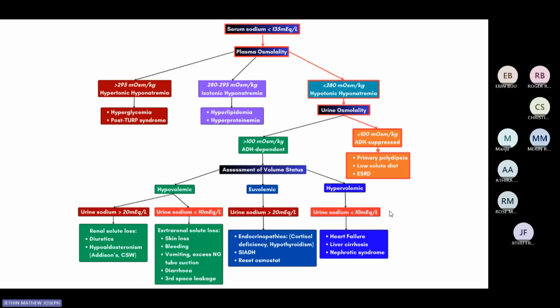Okay, so that brings us to the end of my part of the session. And Manju ma'am, if you want to add anything to the diagnostic approach we've discussed so far, you're welcome.